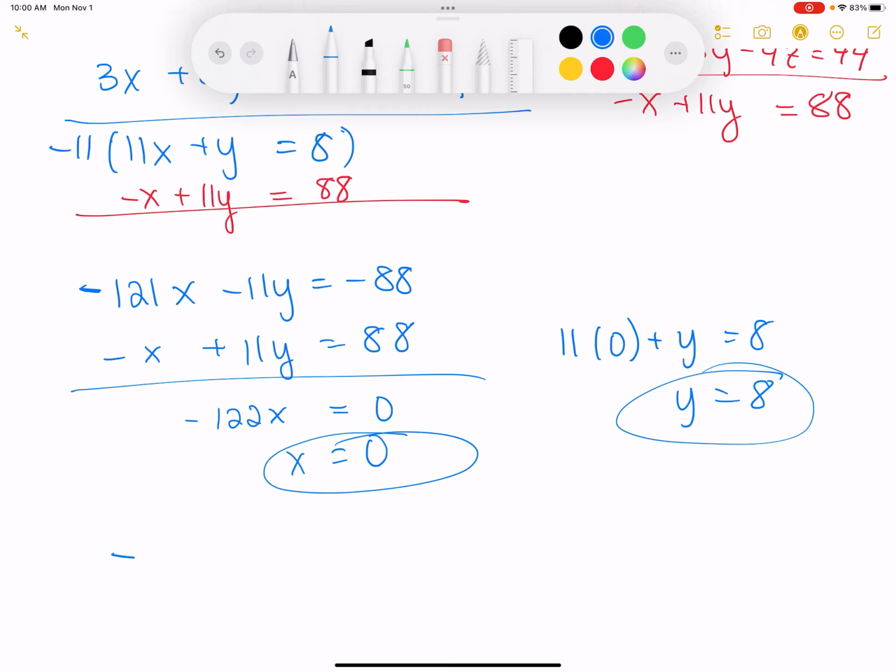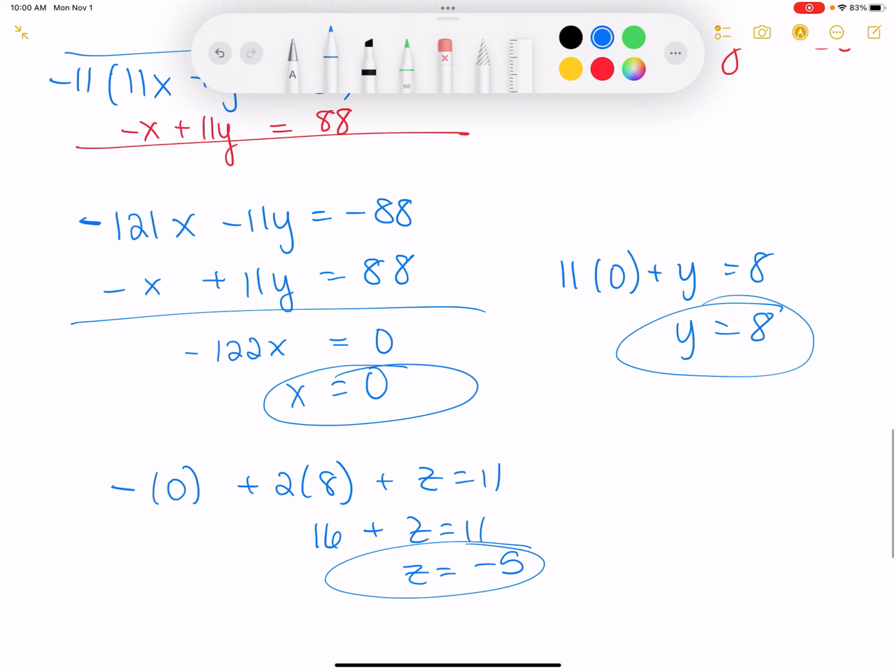Negative x, which is 0, so 0 plus 2 times 8 plus z is equal to 11. So 16 plus z is equal to 11, so z is equal to negative 5. So my ordered triple is 0, 8, negative 5.